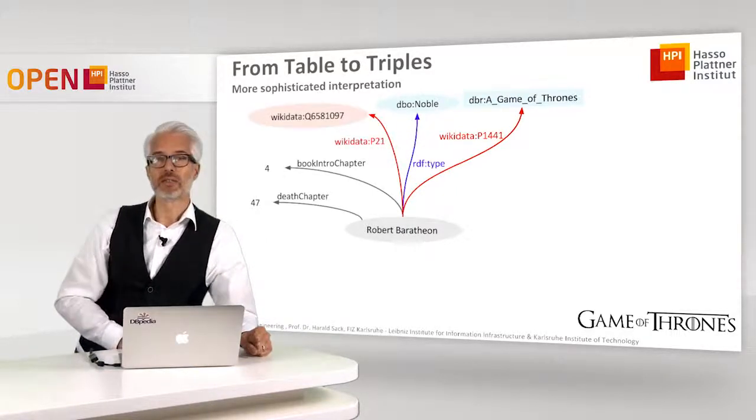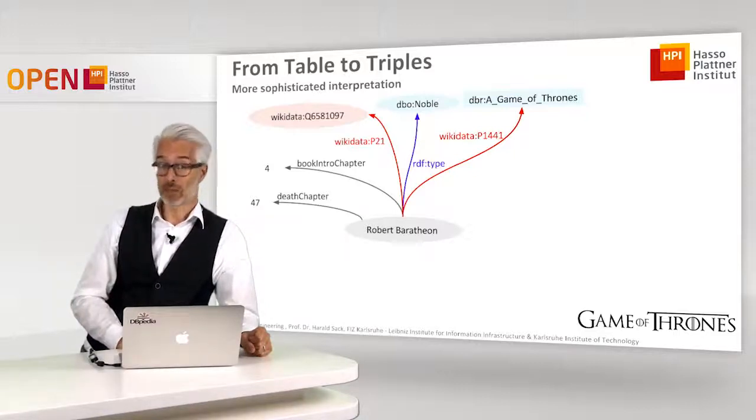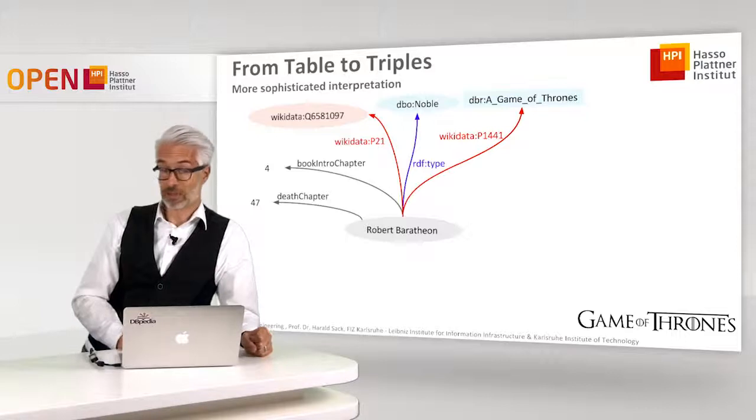Let's have a look at some more. So this would be the gender information. I also take this information from Wikidata. You can look it up in Wikidata. If you look at Wikidata, property number 21, it's the gender property, and the other one, Q65811097, stands for male, for a male individual.